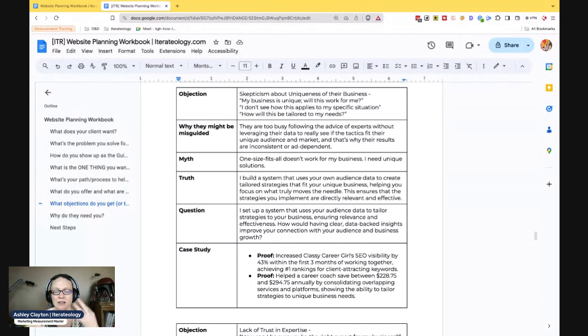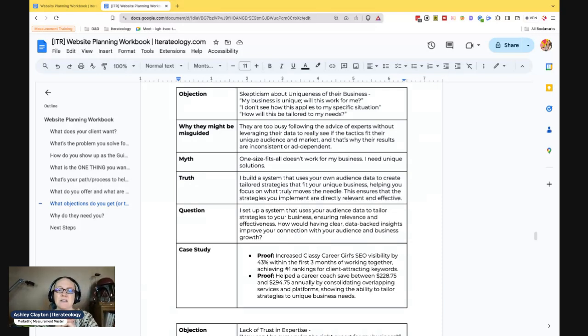The 4 main buckets that most fall into are price, or not seeing the value, as well as time commitments or constraints: I don't think this will work for me. My business is too unique. As well as trust: I don't trust in you enough to pay you this much. I don't trust that you're the right fit for me. Those are the 4 main buckets. So price, time, I'm unique, and trust.